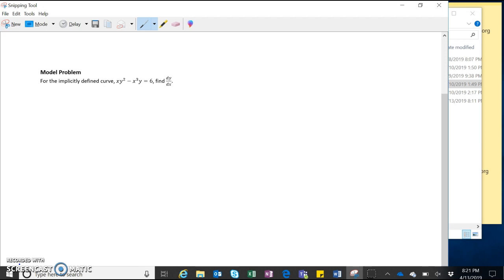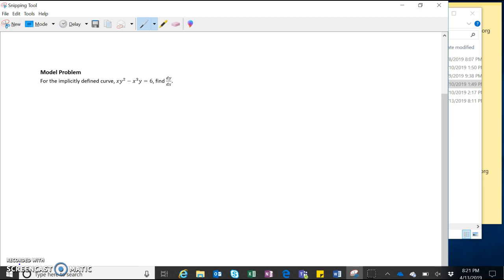So I've got here the implicitly defined curve xy squared minus x cubed y equal to 6, and my instruction is to find dy/dx. We used to do these a lot in the fall semester, and it seems like we've forgotten a lot of how this skill works. I've got an equation that's implicit because x's and y's are all jumbled together, but that's still an original function, or curve, I guess I should say, and I want to try and find its derivative.